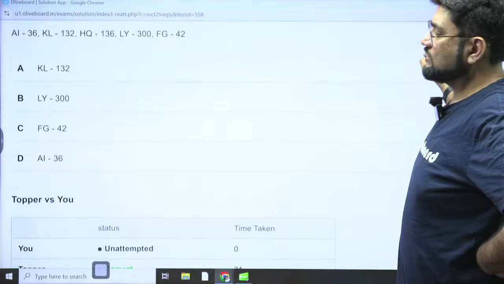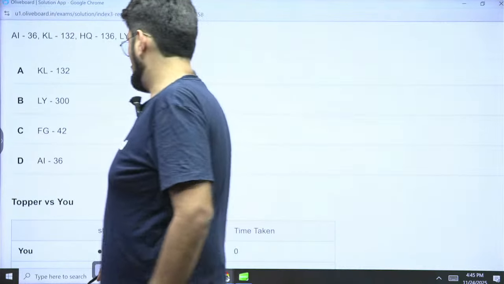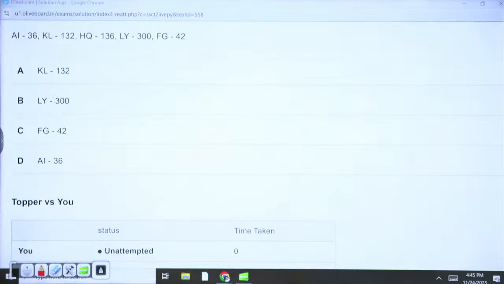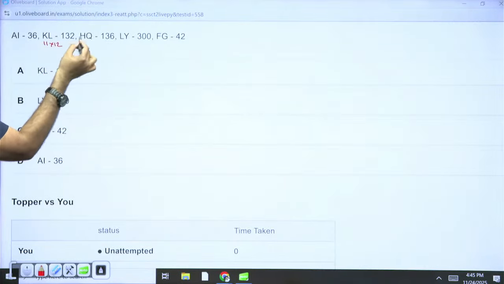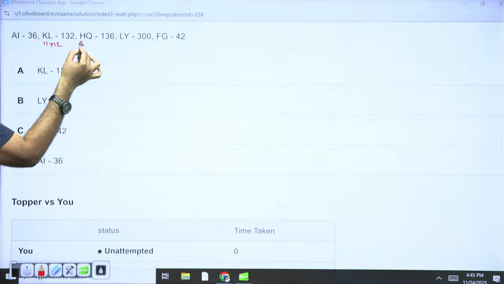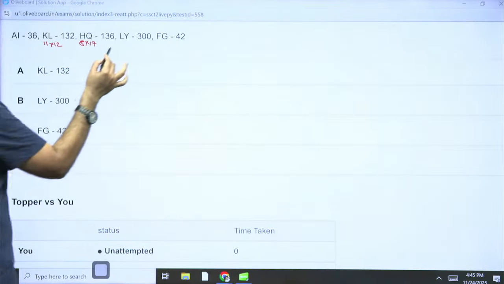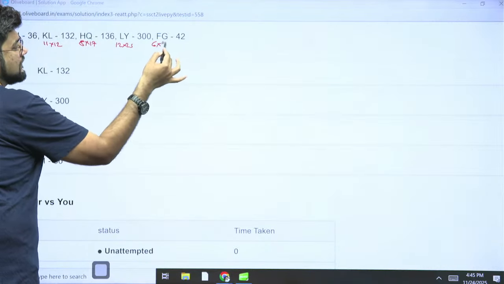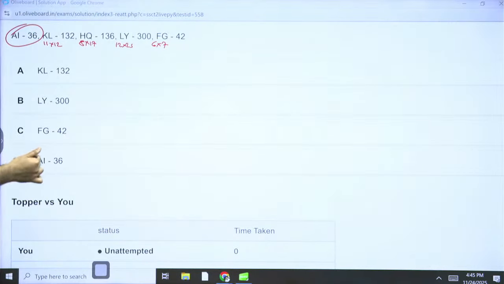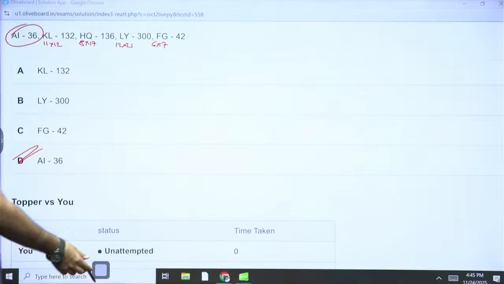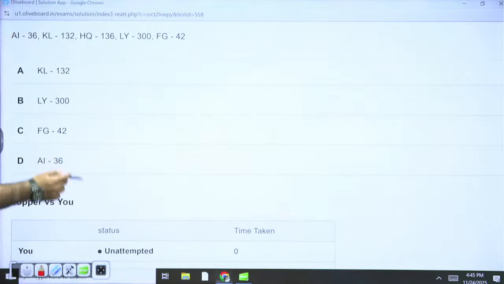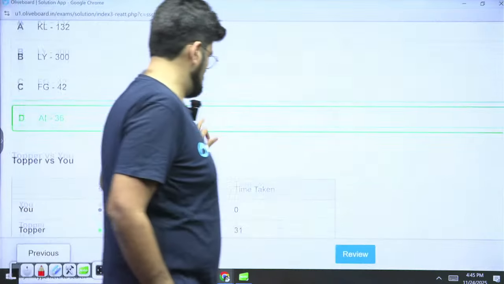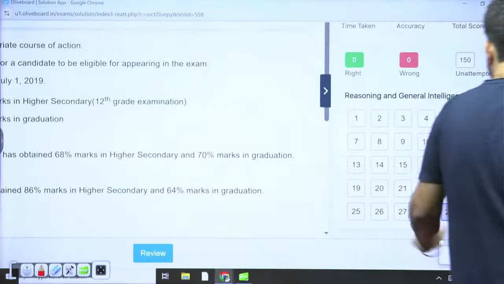Pick the odd one out. AI is 36, 1, 9. Okay. KL is 132, 11 and 12. Multiply. 8 and 17. Multiply. 136. 12 and 25. Multiply. 6 and 7. Multiply. First one is odd one out. AI 36. AI should have been 9. Oh, sorry. AI should have been 9. AI 9. Odd one out. Correct. 31 seconds. Perfect. Next.